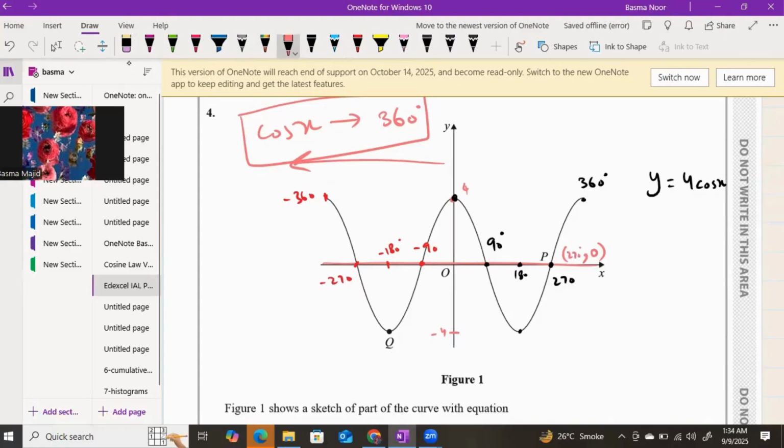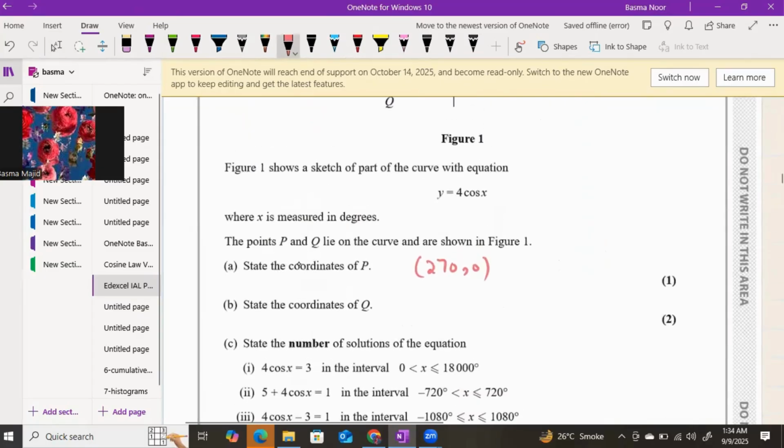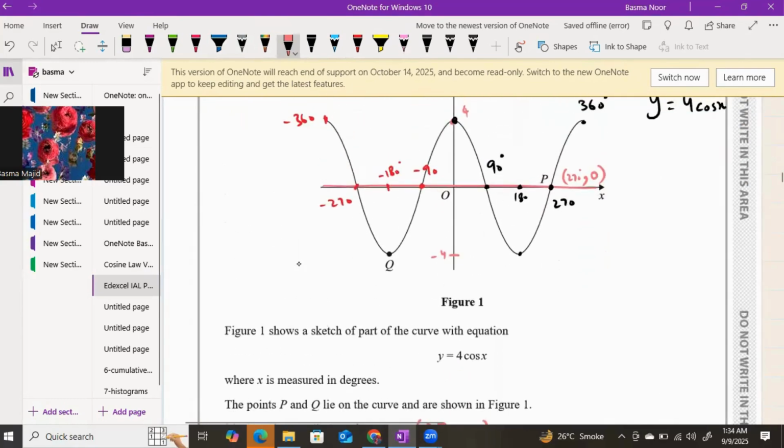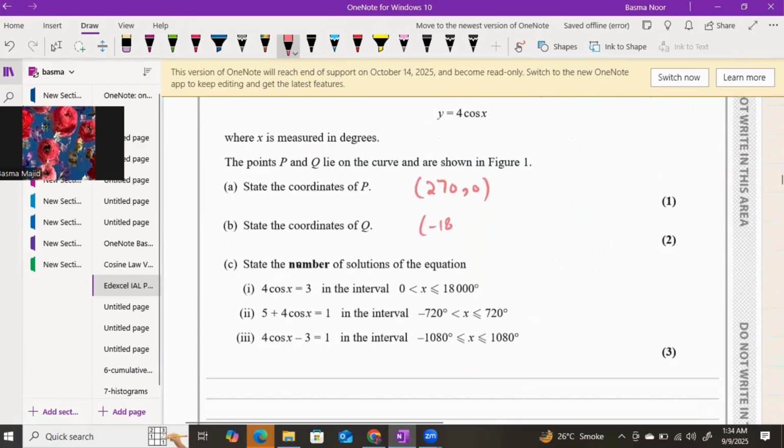So you got the coordinates of P as 270 and 0. And for Q, as you can see, Q is the minimum point, lying at -180 on the x-axis, and the y coordinate is the minimum point on the y-axis, which is -4. So -180, -4 are the coordinates of Q. That was for 3 marks, part A and part B.